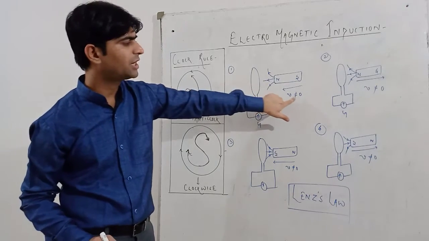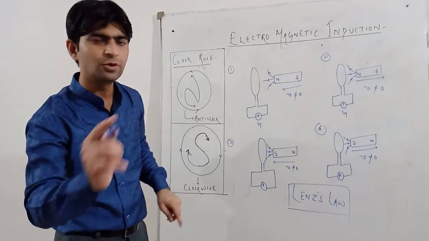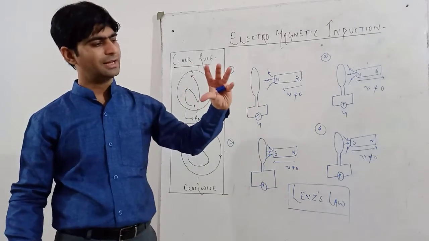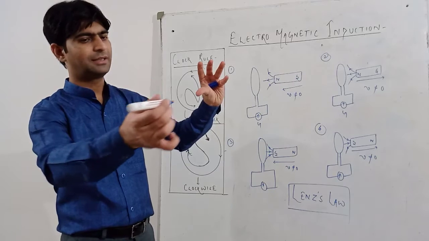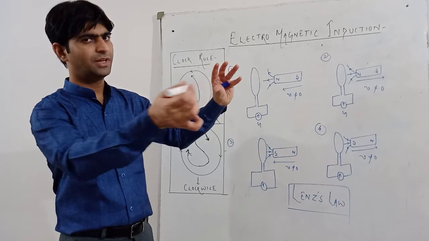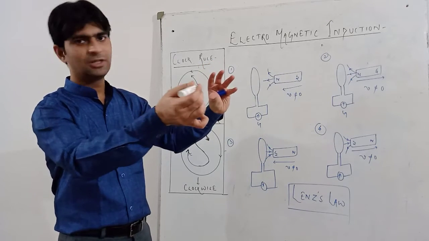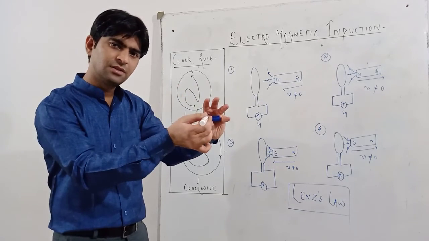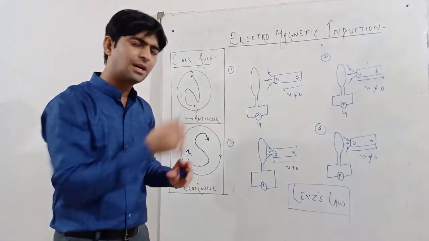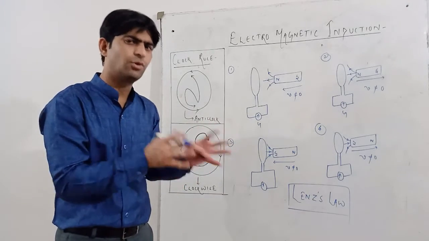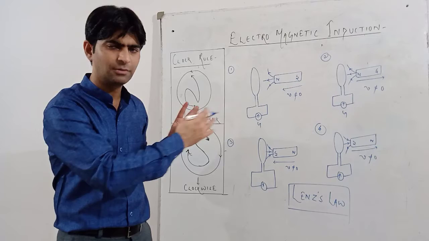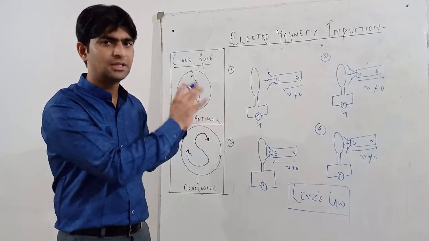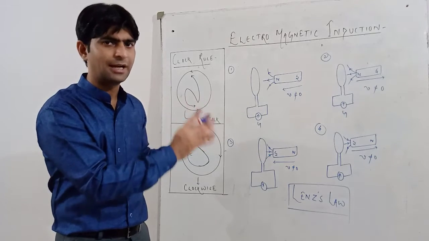Here I have written V equals 0. That means there is a relative motion between the bar magnet and the coil. If the coil is like this and the bar magnet is moving like this, there is a relative motion. Whenever there is a relative motion, there will obviously be a change in magnetic flux. And whenever the magnetic flux linking with the conductor changes, either increasing or decreasing depending upon the direction of the motion, an EMF and current are induced in the coil. This phenomenon is called electromagnetic induction.